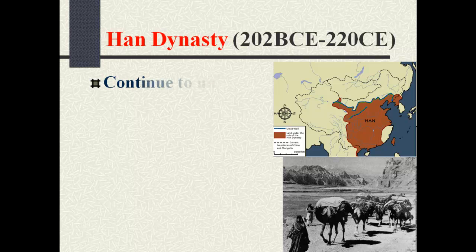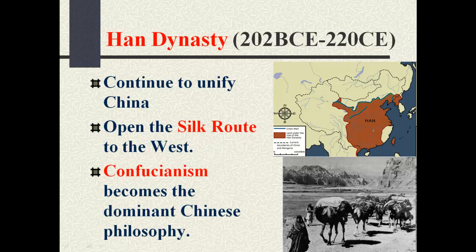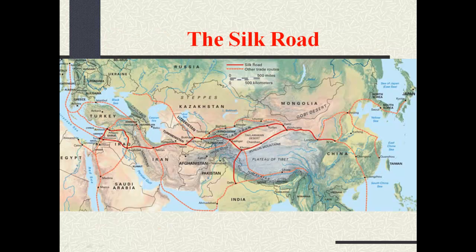Alright, now you have the Han Dynasty in 202 BC to 220 Common Era. They continued to unify China. They opened the Silk Road to the west, and Confucianism becomes the dominant Chinese philosophy. And here you see the example of the Silk Road, how it spans from China through Iran, Iraq, Turkey. You have Afghanistan as well, and all the way up into Europe.